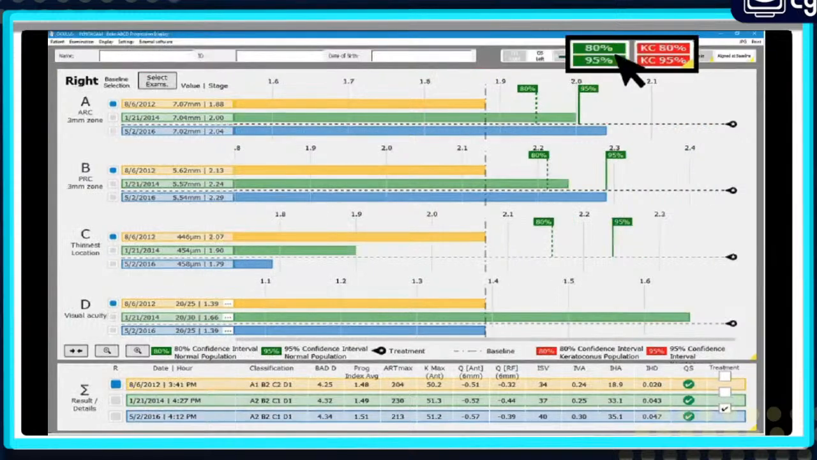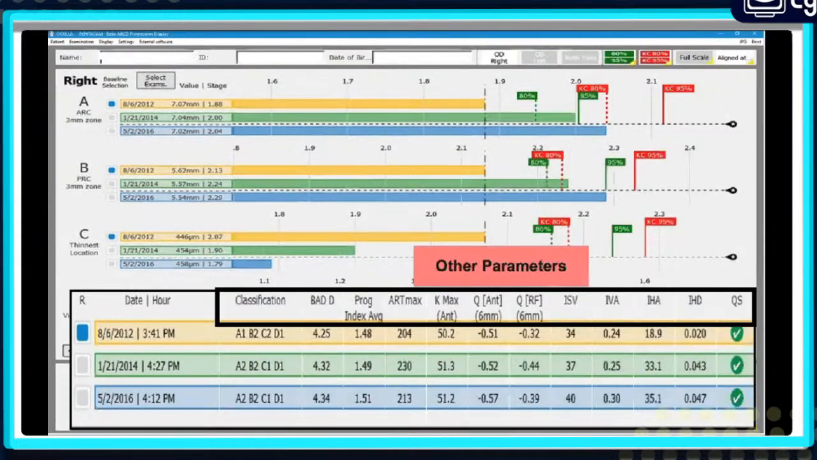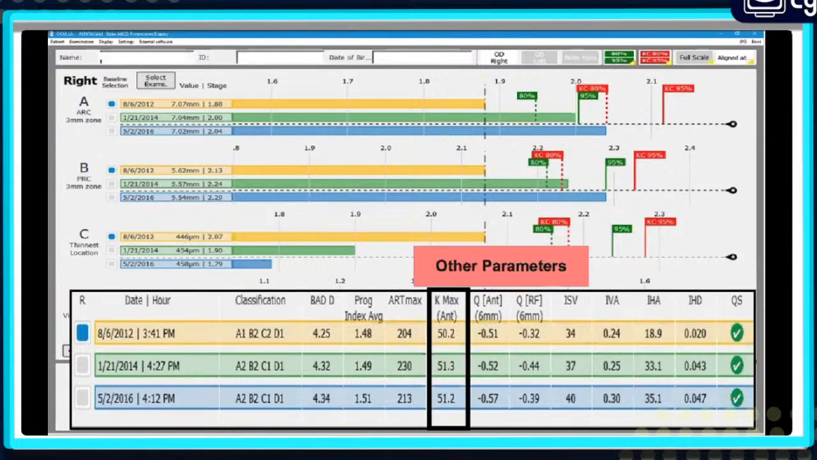You can also choose to isolate the confidence intervals. So you can click on the green box if you only want to see the normal population. And if you click on the red box, you will only see the keratoconic population. So here at the bottom are the other parameters like your ABCD classification, the BAD-D, and Kmax, and others for easy visualization. So you can use this to look for changes over time. For example, you can see how the Kmax values increase from 50.2 at baseline examination to 51.2 on the third follow-up.